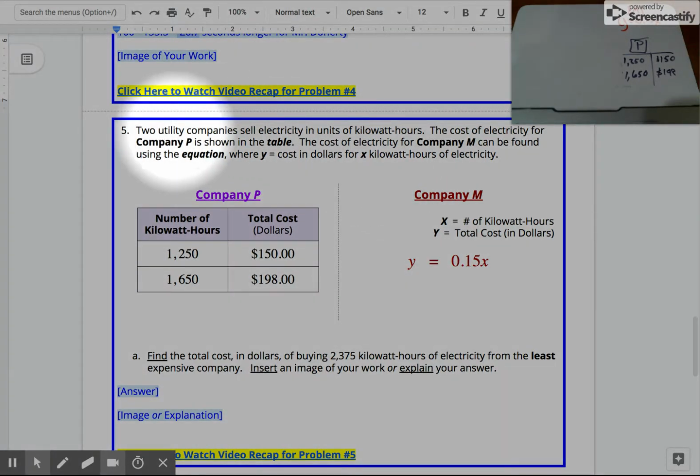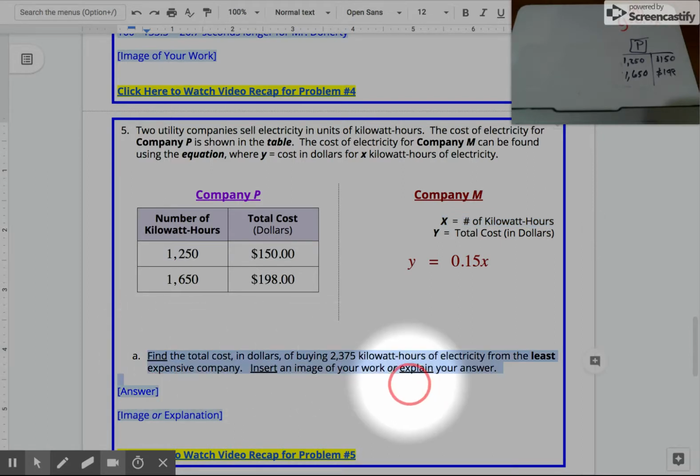Problem 5 is about two utility companies, Company P and Company M, and we're going to be looking at the cost of electricity. That's our Y variable here in both of these situations, the cost of the electricity, and we're comparing that to how much energy or electricity you use up. And electricity can be measured in kilowatt hours. That's just a unit of measure to talk about how much energy is used.